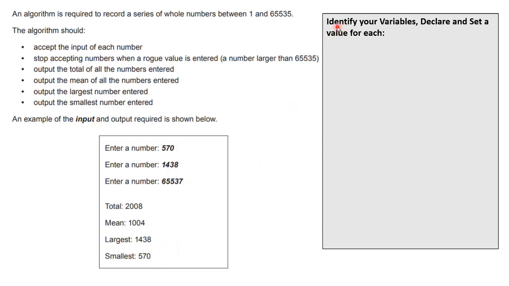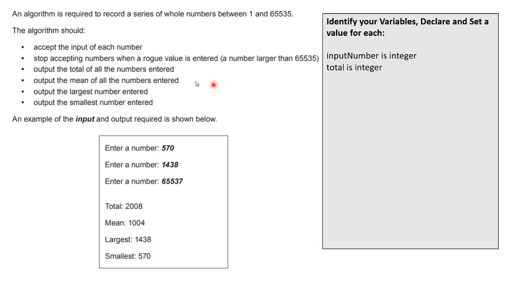So to start with, to get some easy marks, we need to identify the variables, declare them and set a value for each. So anytime we're inputting into the system, it's going to need to be stored somewhere. Every time we're calculating something or keeping track of something, that's going to need to be stored there as well into a variable. So the first thing is we've got input number. Notice that it needs to all be one word. You also really should put the word declare before that, just to make it clear that you're setting out these variables at the top. So accept the input of each number. We know it's an integer because it's a whole number.